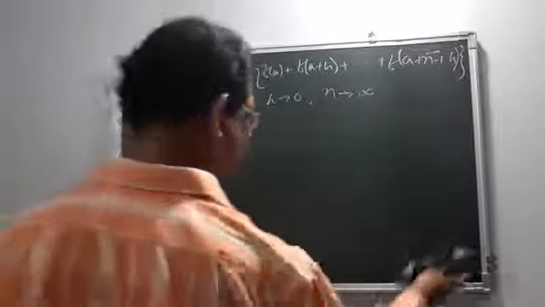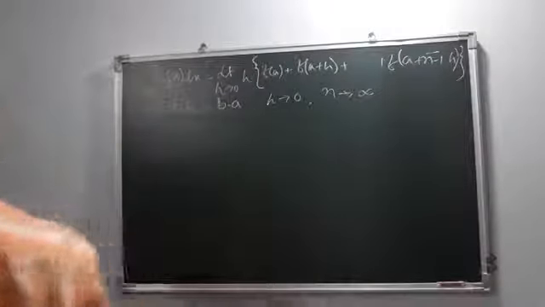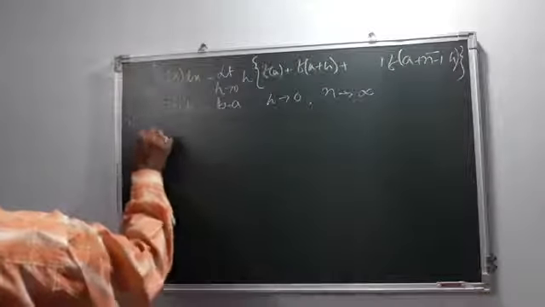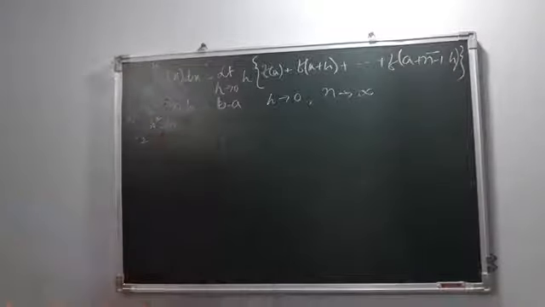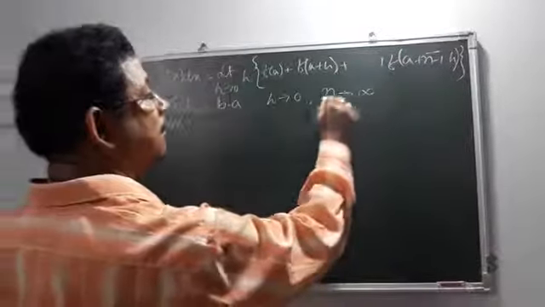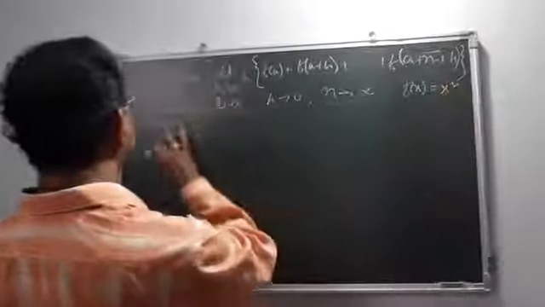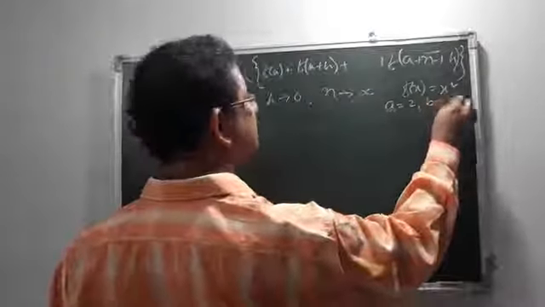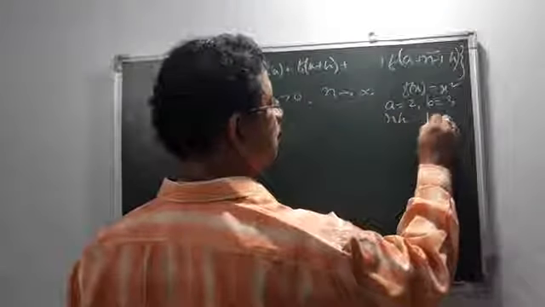So now we'll do question number 3. Question number 3 is the integration from 2 to 3 of x square dx. If we compare with this one, here f(x) is what? Our f(x) here is x square. Instead of a, here it is 2. Instead of b, here it is 3. So nh, that is b minus a, that is 1.